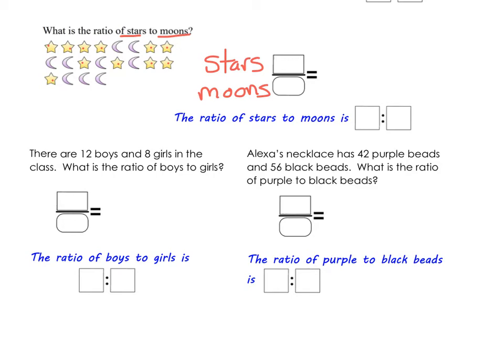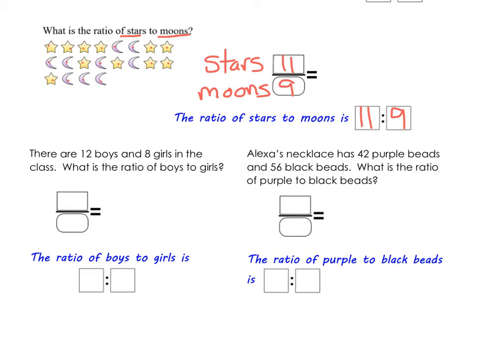Oh, sorry. Okay, there is 11. So 11 stars. Make sure you double count. And then moons. So here we have 1, 2, 3, 4, 5, 6, 7, 8, 9. So we have 9 moons. So we have 11 stars to 9 moons. 11 is prime, so we cannot simplify it. So we're going to go ahead and leave 11 to 9, and the ratio of stars to moons is going to be 11 to 9.